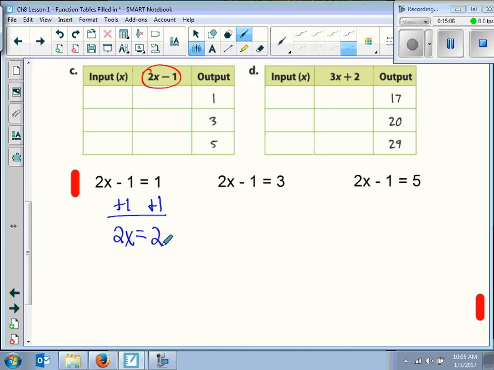Now, this is a one-step equation. How do I get the x by itself? Divide by 2. Is everybody clear? Divide by 2. So, x is equal to 1. So up here, x is equal to 1 because 2 times 1 minus 1 is equal to 1.